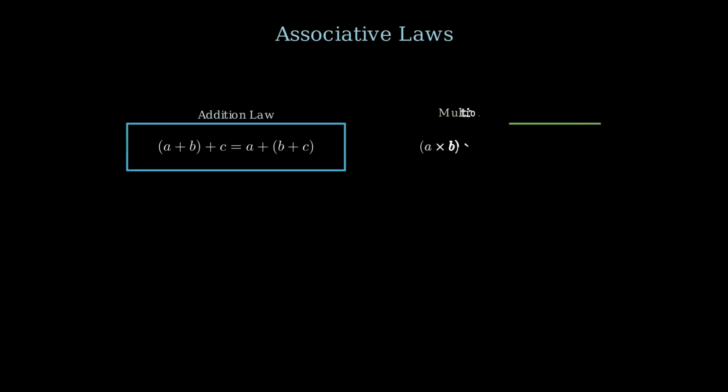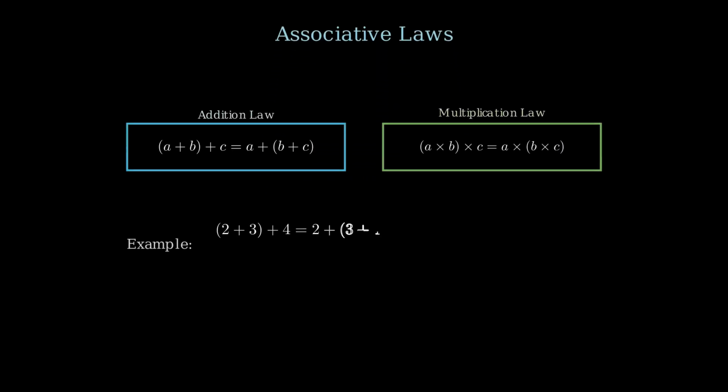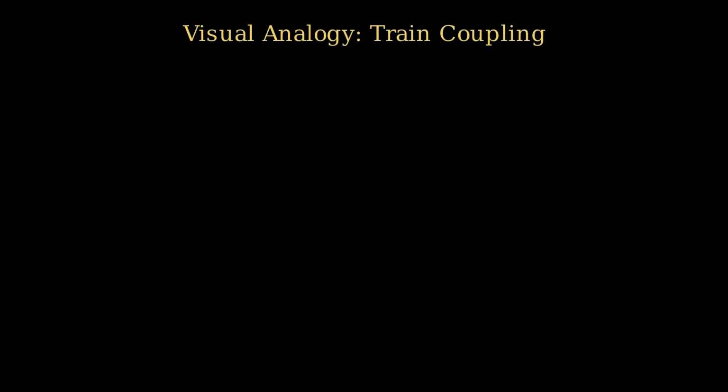Next, we have the associative laws. Addition and multiplication are binary operations, meaning we can only group 2 numbers at a time. However, it doesn't matter which 2 you group first. For addition, open parenthesis a plus b close parenthesis plus c equals a plus open parenthesis b plus c close parenthesis. The same logic applies to multiplication as well.